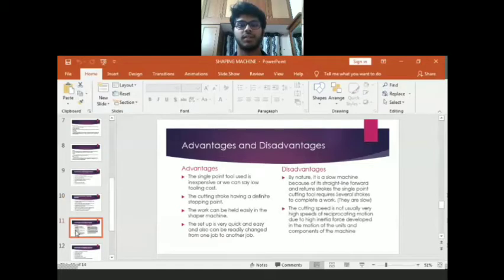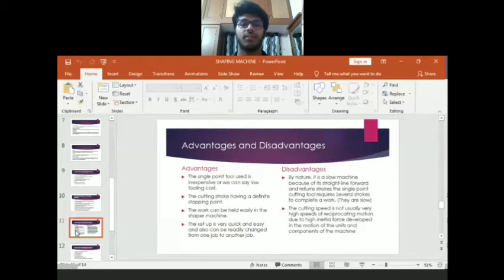Advantages and disadvantages. Now let's see the advantages. The single point tool used for the cutting operation is very inexpensive and therefore the overall tooling cost is reduced. The cutting stroke has a definite stopping point, which means that we can stop the cutting stroke at any point of time. The work can be held easily in the shaping machine. The setup is very quick and easy and can be readily changed from one job to another, which means that we can change the workpieces very quickly.